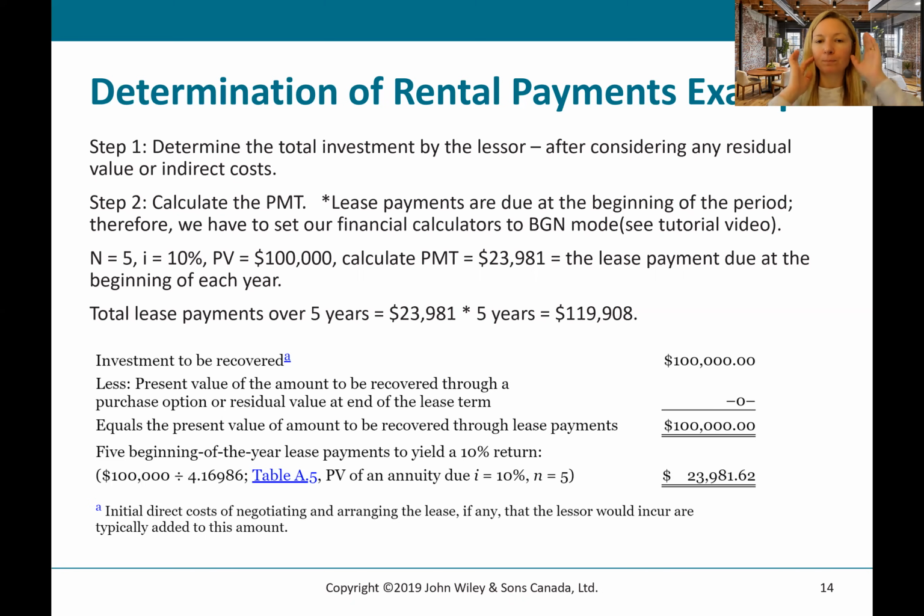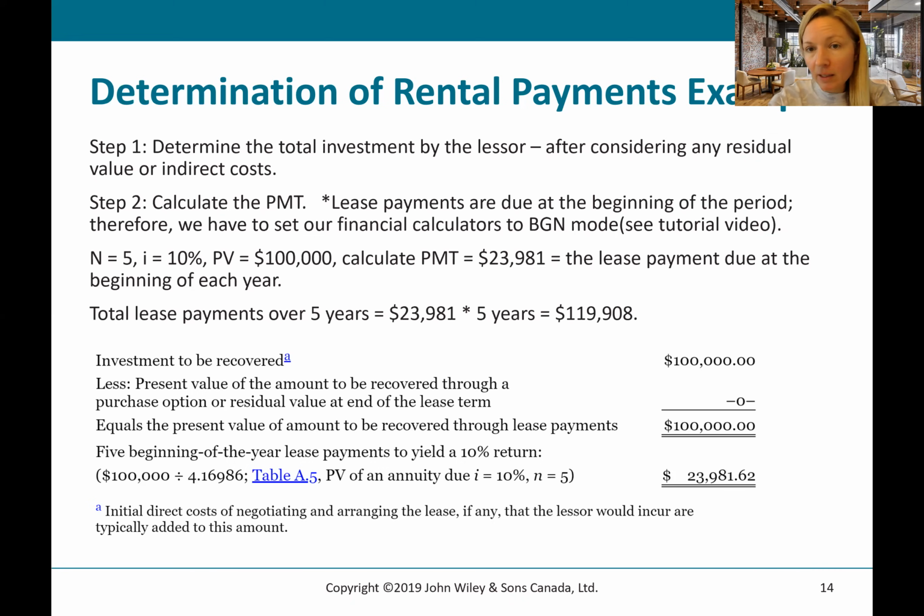Okay, so once we have that begin mode on, we simply put in N5, I is 10, the present value, which was the investment in the equipment of 100,000, and we calculate the payment. And so when you push calculate payment, you'll get $23,981.